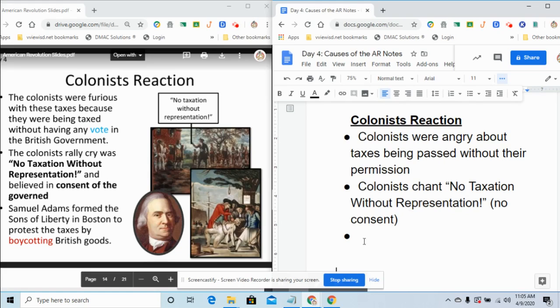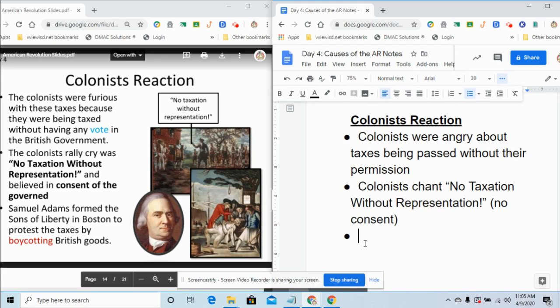Okay, let's move on to the next bullet. So as these colonists were getting riled up, you're always going to have one person who's going to be a little bit extra. And this person's name is Samuel Adams. And he formed the Sons of Liberty in Boston.